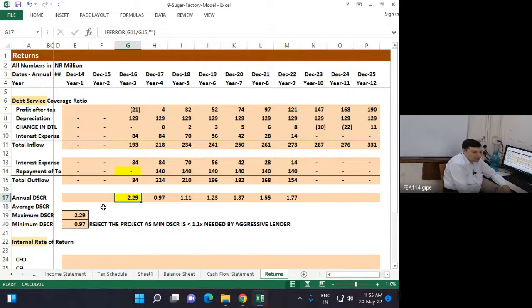The DSCR you are saying. Correct. And as well cash flow improves.